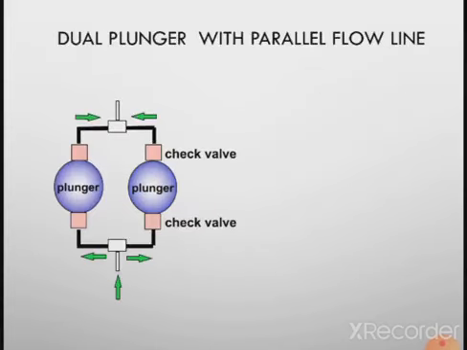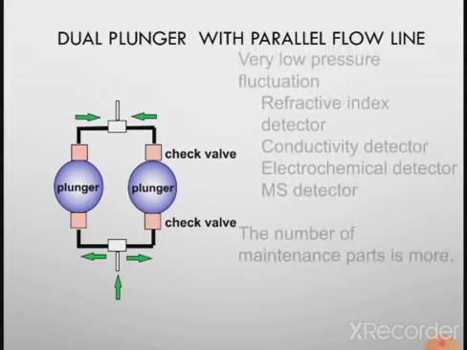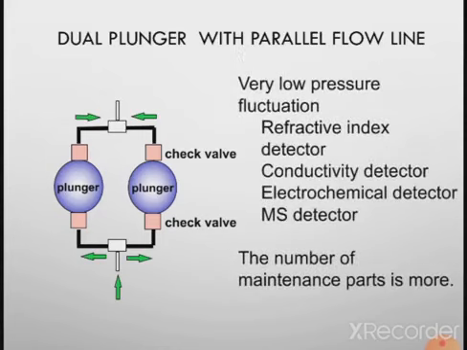In this dual plunger system with the parallel flow line, here are plunger 1 and plunger 2, check valve 1 and check valve 2, and this is called the dual plunger with the parallel flow. It has the advantage of very low pressure fluctuation because the two plungers operate simultaneously. One is on, the other is off. One is in the filling and the other is in the flow direction, so there is less fluctuation in the pressure.